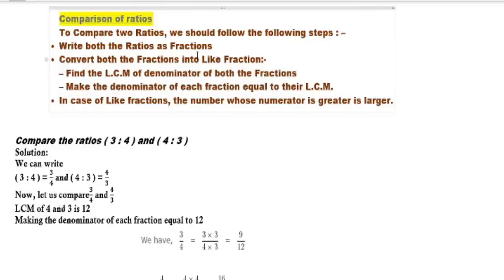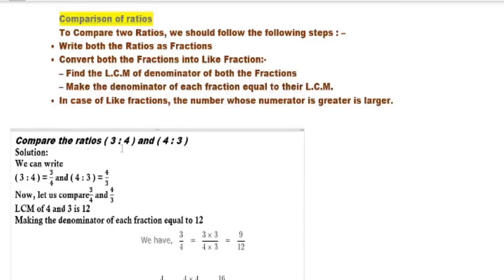For converting the given fractions into like fractions, you can take the LCM of the denominators of both fractions and make the denominator of each fraction equal to their LCM. And in case of like fractions, the one whose numerator is greater is larger. So we can follow these steps to compare the two given ratios.